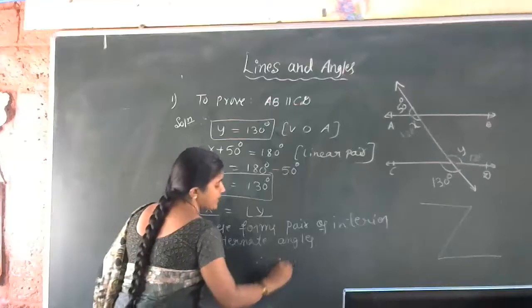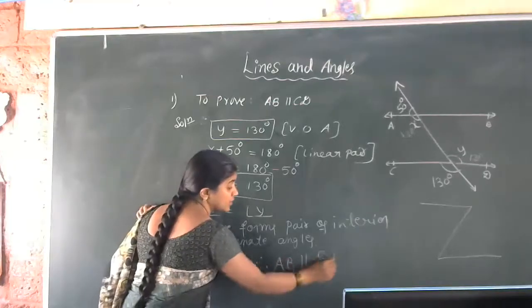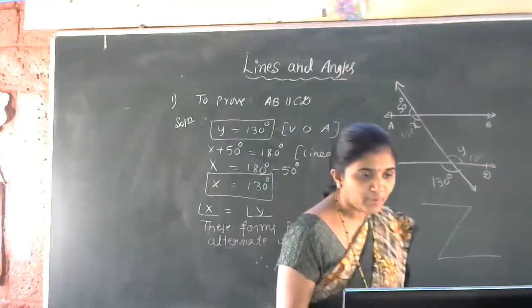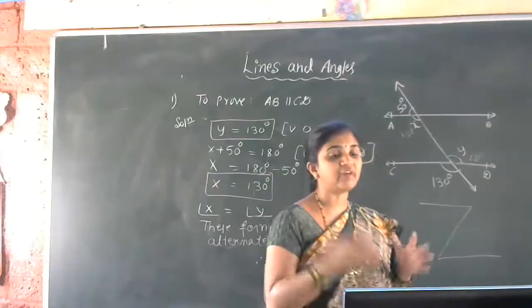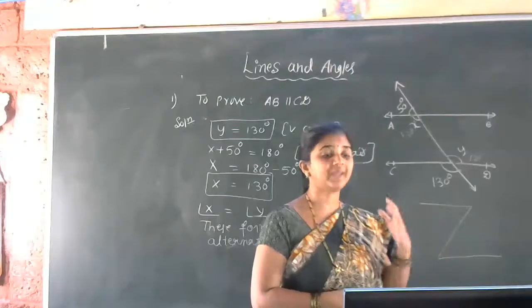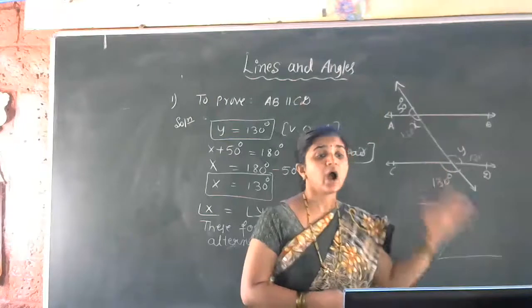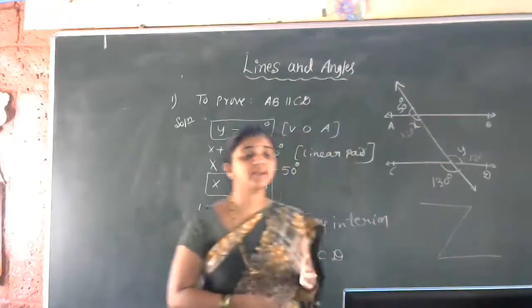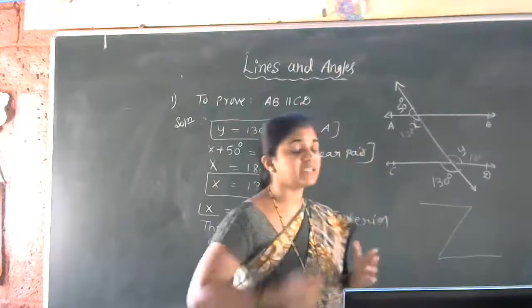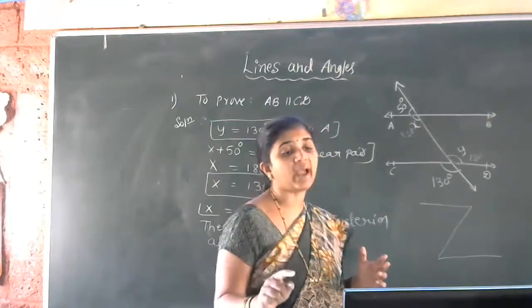Therefore, AB line is parallel to CD line. Is that clear, students? This is about the problem. Just by using vertically opposite angles and linear pair topic, we worked out x and y angles. After the calculation, we got the idea that both x and y are equal and both x and y are in the Z-shape angle form.